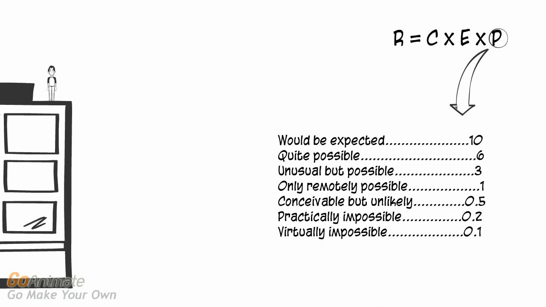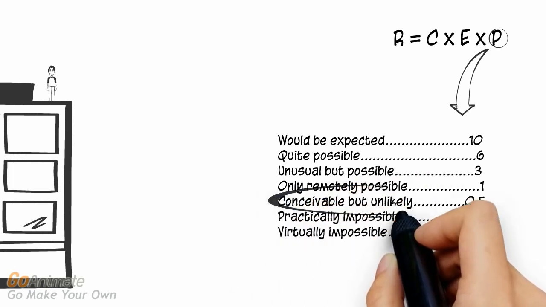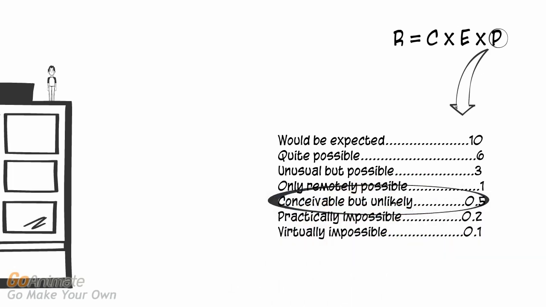Referring back to our scenario, since maintenance is being carried out by a trained technician, donning the proper personal protective equipment, the likelihood of the technician falling from the roof would be conceivable but unlikely. The assigned numeric value associated with conceivable but unlikely is 0.5.